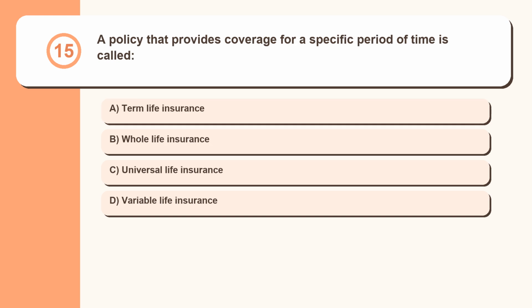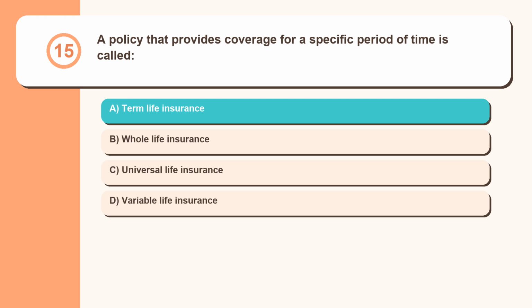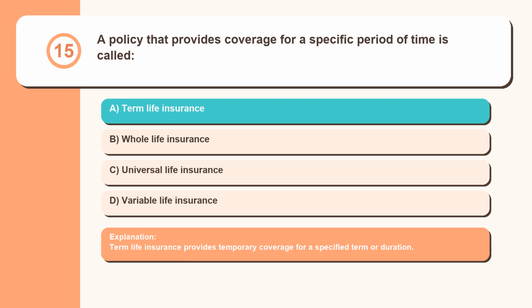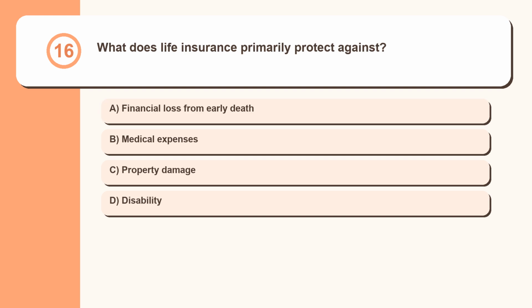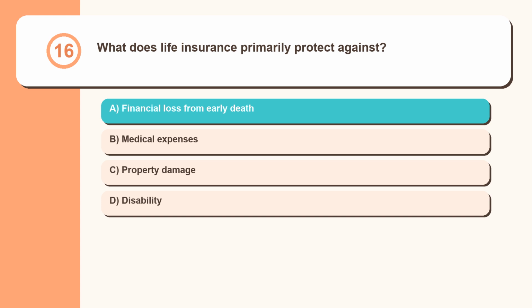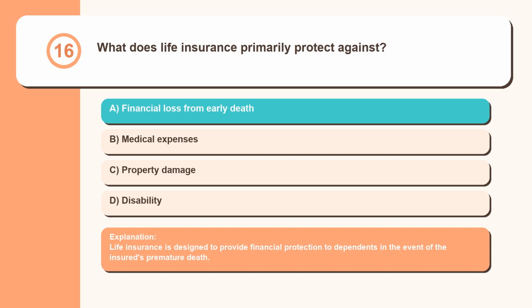Question 15. A policy that provides coverage for a specific period of time is called: term life insurance, whole life insurance, universal life insurance, variable life insurance. Term life insurance provides temporary coverage for a specified term or duration. Question 16. What does life insurance primarily protect against? Financial loss from early death, medical expenses, property damage, disability. Life insurance is designed to provide financial protection to dependents in the event of the insured's premature death.